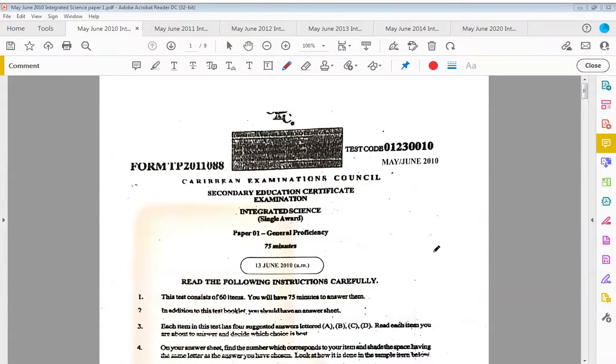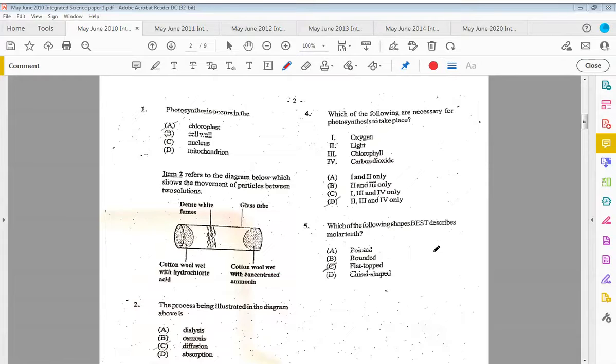I'm back again, but this time with some integrated science paper one. So same thing goes as we did for biology. Today we're doing the May June 2010, and without further ado, let's jump right into it.